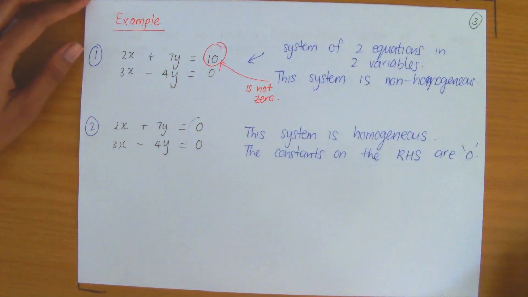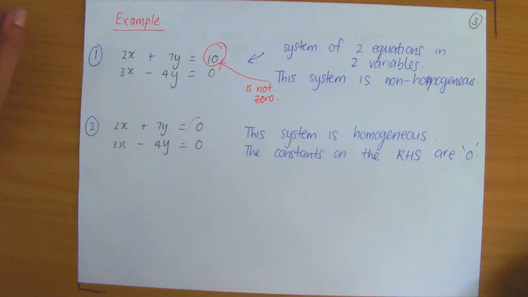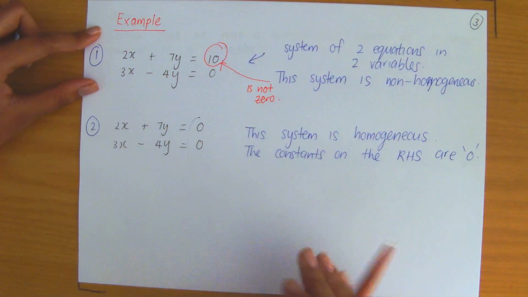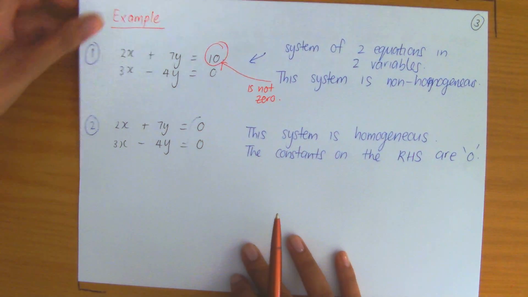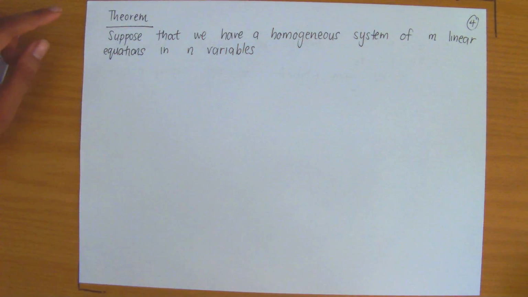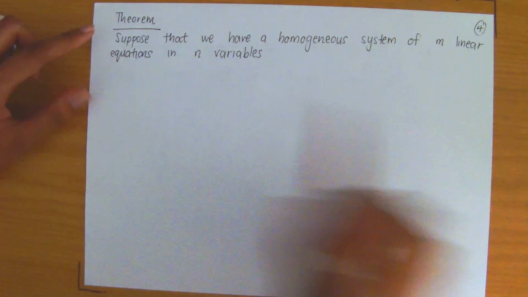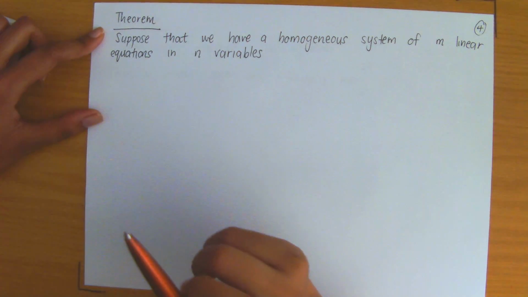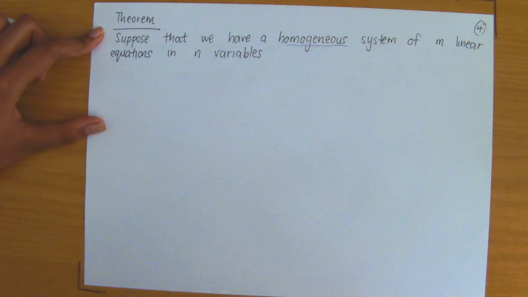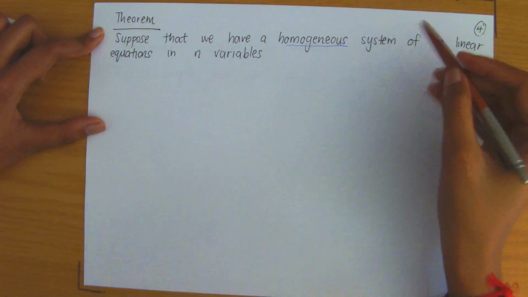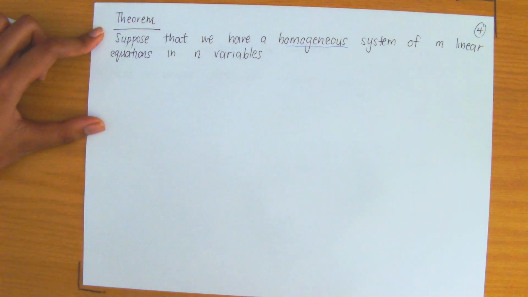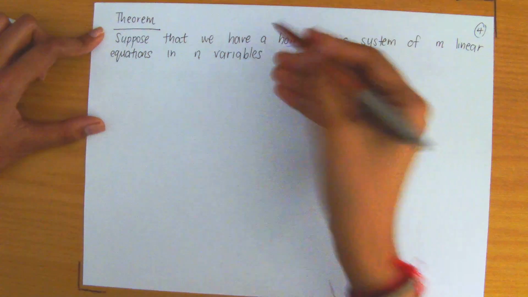Right, so now it turns out that when we are working with homogeneous systems of equations, meaning equations where the right-hand side constants are all 0, we actually have some nice results which will tell you more about the type of solution that you will obtain. Right, so here's a theorem that we're now going to discuss. It says that suppose we have a homogeneous system, right? So we're working with the right-hand side constants zero, of m linear equations and n variables. So that is exactly what I had set up for you before.